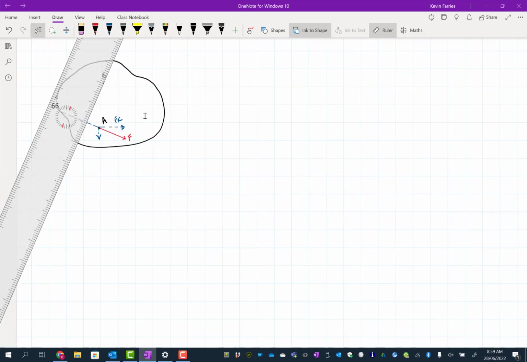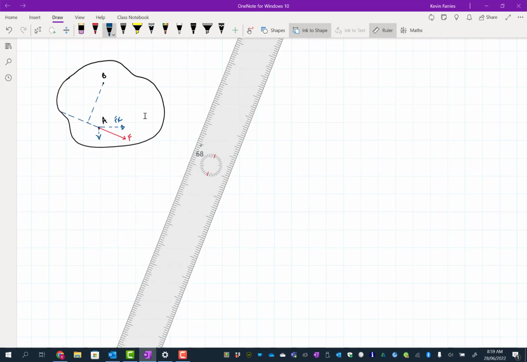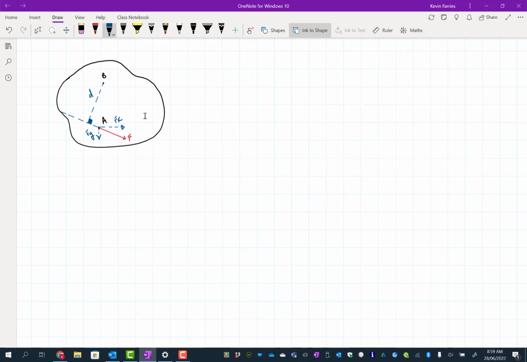Okay, shortest distance to the line of action, and it's always at right angles if it's the shortest distance. And that's the lever arm D. I've labelled that Fx, I haven't labelled that yet, so that's Fy. Cool. So let's just think about what we've got here.